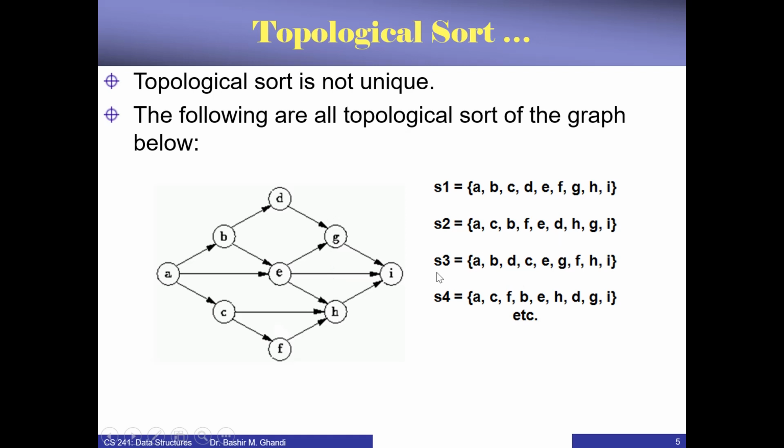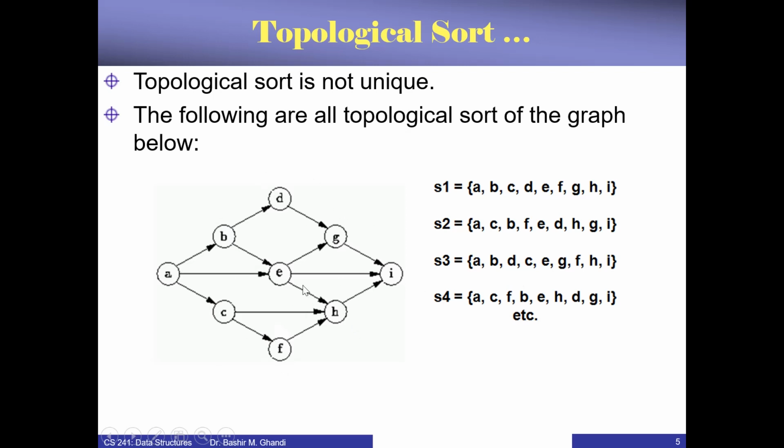The third one, on the other hand, is doing it A, B, D. So it's more like doing it diagonally like this. A, B, D, then C, E, G, F, H, I, and so on. And the last one here, A, C, F. So again, diagonally, but this time going down.